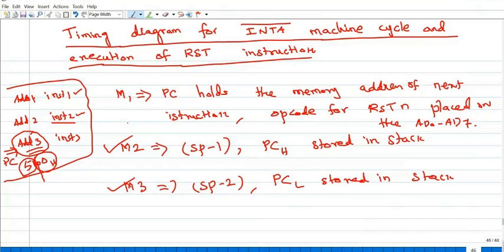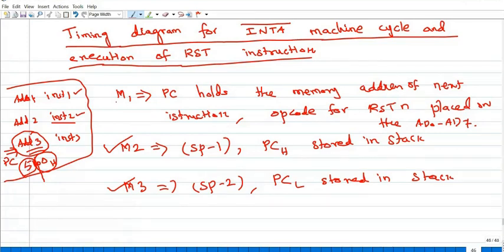Okay. So how does the microprocessor store the next immediate address in the stack memory? The stack pointer is decremented by 1. Then the higher order address information is saved first in the stack. Then the stack pointer is again decremented by 1. Then the lower order address information of the program counter is stored in the stack.